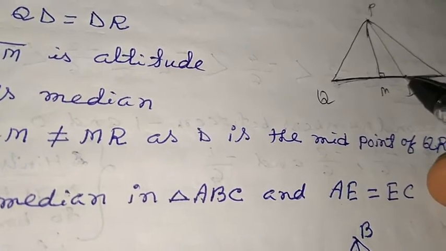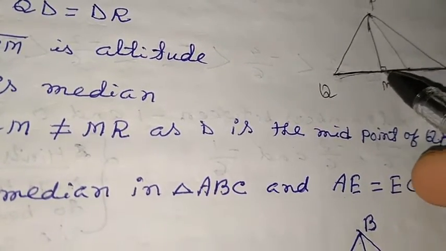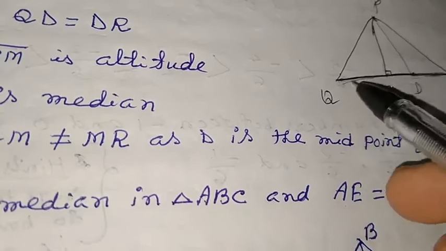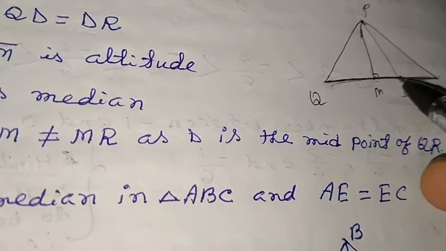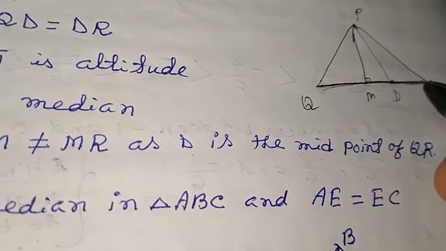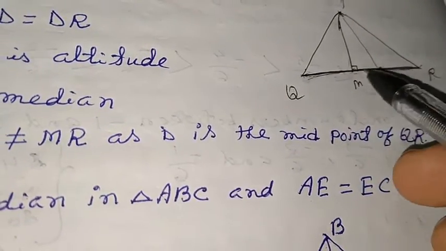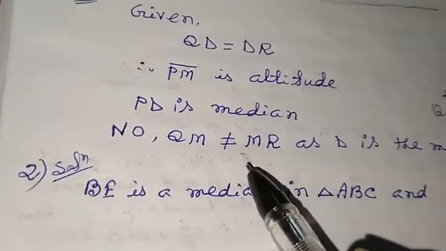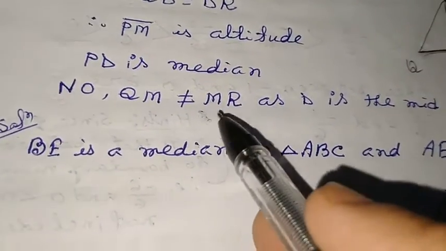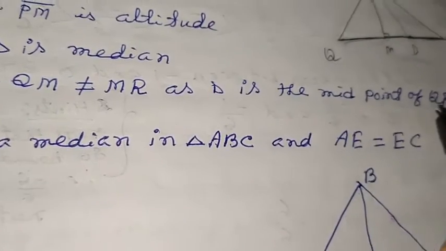Why? Because D is the midpoint. QM equal to MR, we cannot say QM equal to MR because M is not the midpoint of this line. D is the midpoint of this line. So these sides are equal, not those sides. Okay, so it is no. Answer is no. QM not equal to MR, as D is the midpoint of QR.